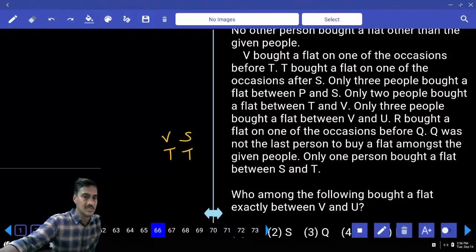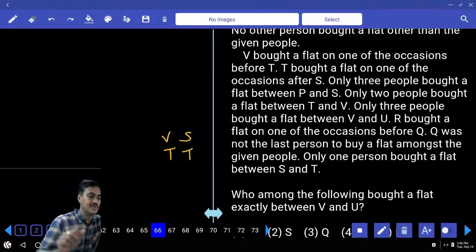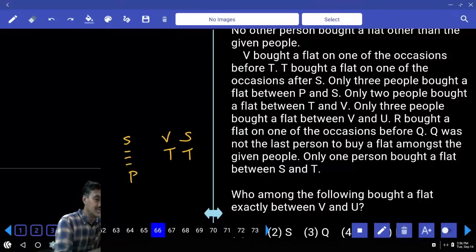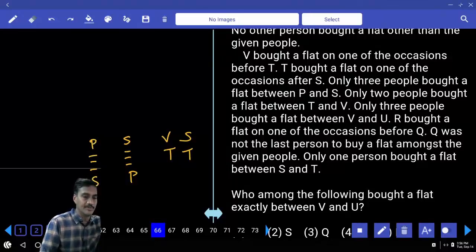And next one, only 3 people bought a flat between P and S. S కి P కి మధ్య ఎంతమంది ఉన్నారు చెప్పండి? There must be exactly 3. Maybe S is above this P or P is above this S. 1, 2, 3, S ఇలాగని ఉండొచ్చు. Hence 3 in between P and S. All together how many we have? Only 7. And P in this one, hence 5 were already covered.